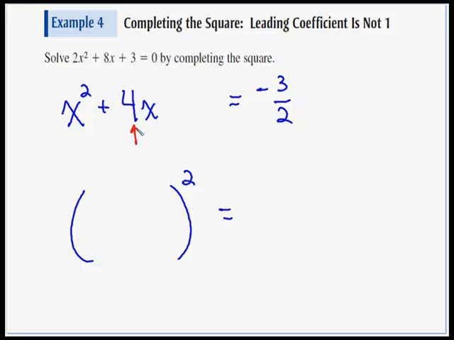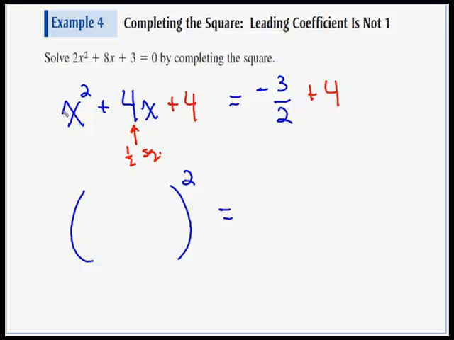So concentrate on the number in front of x. Here it's a 4. We want to cut that in half and then square the result. So if we take 4 and chop it in half, we get a 2, and we square 2. 2 squared is 4. So we're also going to add 4 to this side.